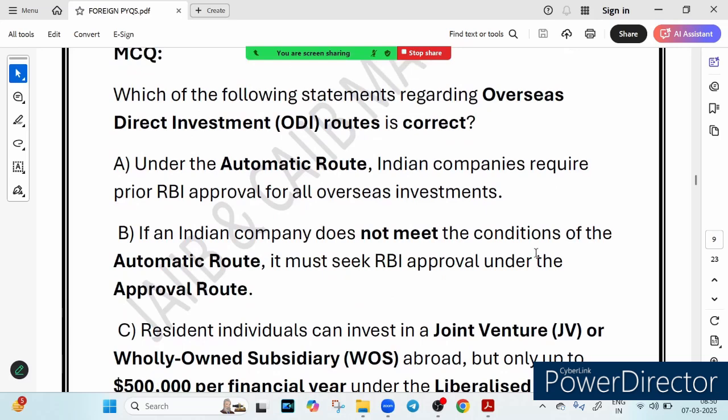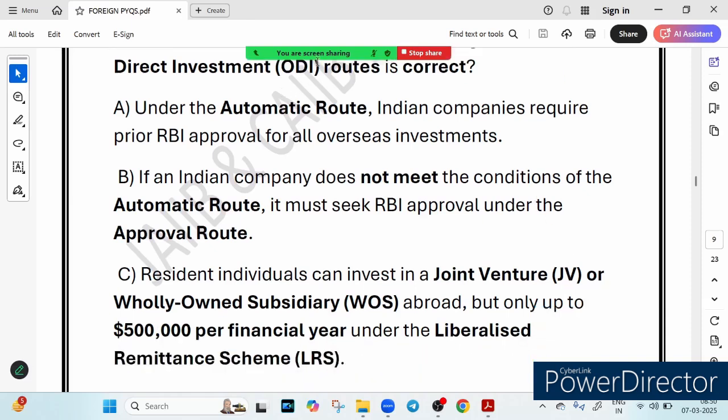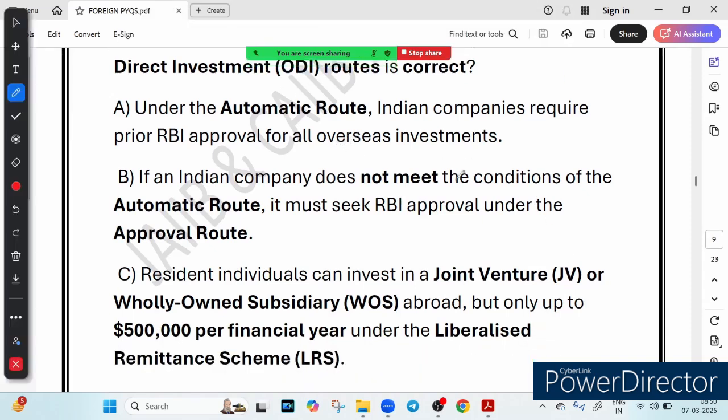Very good question it is. Let's answer it. The question is, which of the following statements regarding ODI is correct? Option A, under the automatic route, an Indian company requires prior approval for all overseas investment. Option B, if an Indian company does not meet the conditions of the automatic route, it must seek RBI approval under the approval route. Option C, a resident individual can invest in a joint venture or wholly owned subsidiary abroad, but only up to $5 lakh per financial year under the LRS.